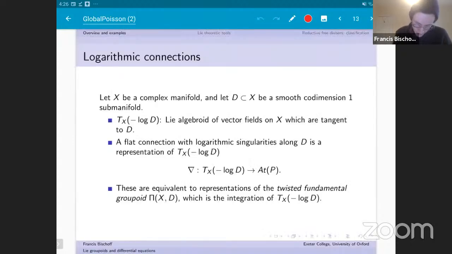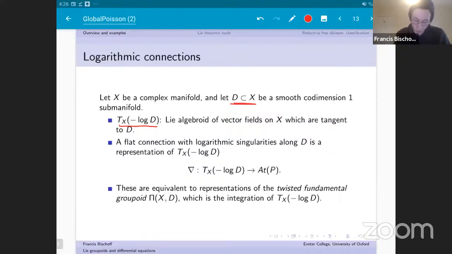Okay, so here's the next example. And this is the main example that I'll be focusing on in varying degrees of generality. Here X is a complex manifold and D is a smooth codimension 1 submanifold. Associated to this, we can define the logarithmic tangent bundle, T_X(-log D). This is a Lie algebroid over X, whose sections consist of vector fields on X which are tangent to the submanifold D.